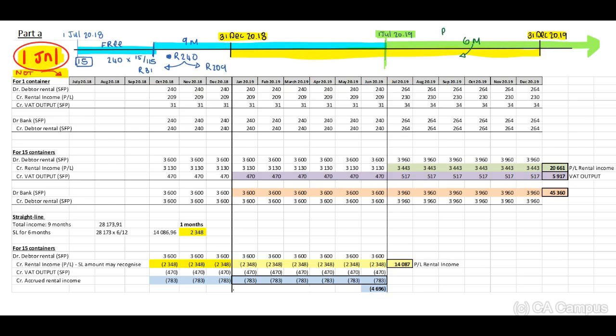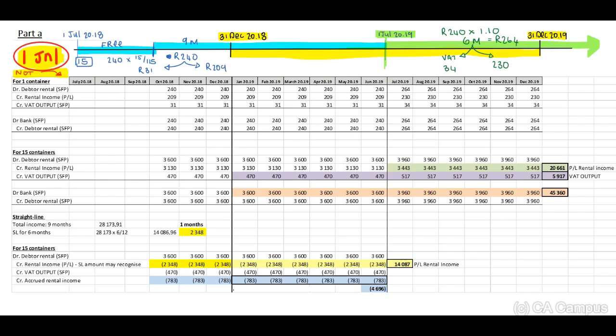Therefore, this will be the 240 times 1.1. And our new monthly payment will be an amount of 264. The VAT portion will be 34 Rand, and our amount excluding VAT will be 230.